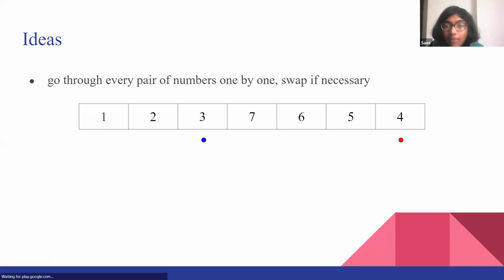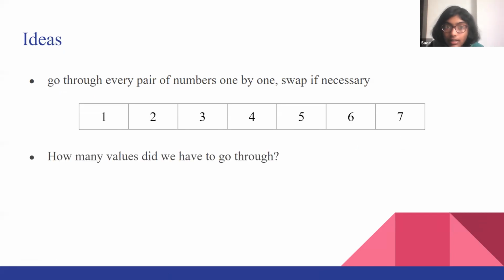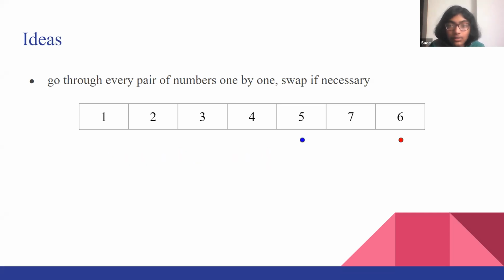Okay. And how many pairs did we have to go through? 7 is okay, but how many pairs did we have to go through? It was definitely more than 7, right? 1, 2. So this is 1. This was 2, 3, 4, 5, 6, 7. Is there a faster way to count the number of pairs? Can anyone think of a faster way?